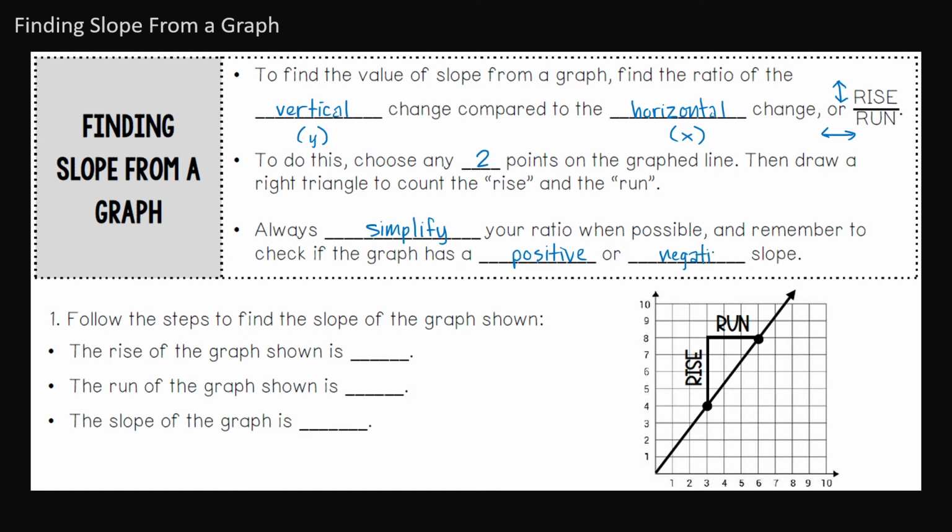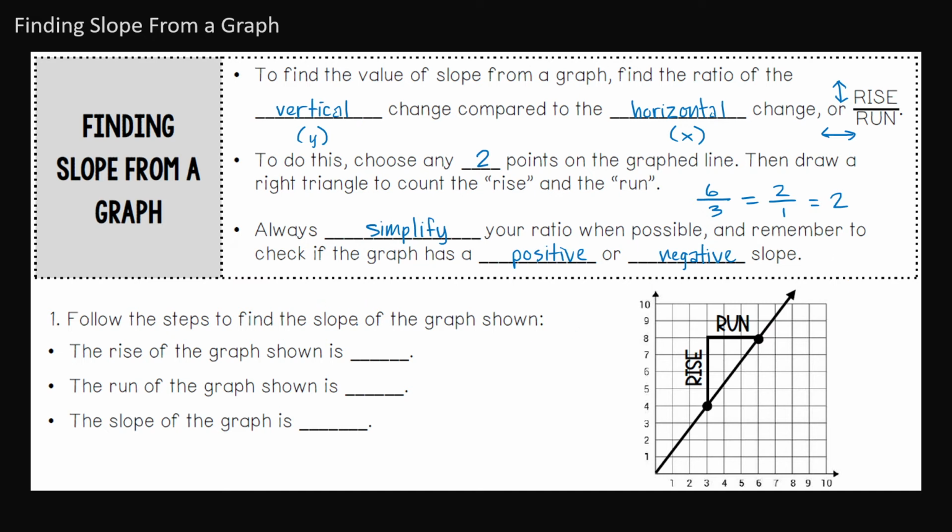So what I mean by saying simplify your ratio, let's say you find a rise over run of 6 over 3. Well, we could reduce that. That would become 2 over 1 or just 2.